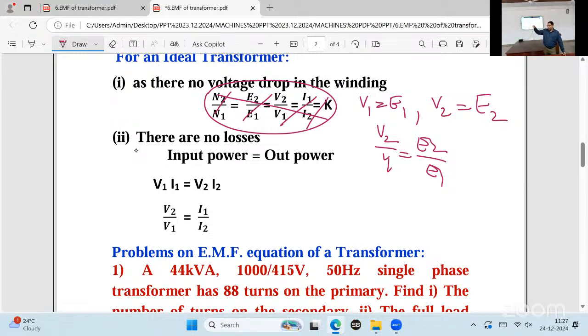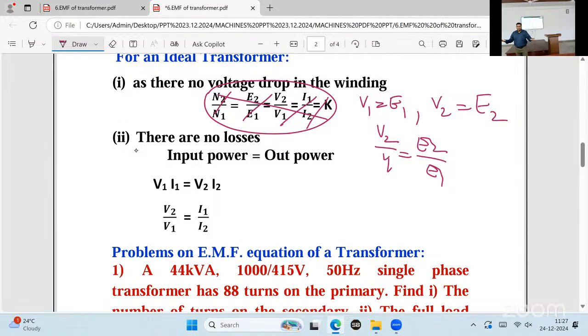It is an ideal transformer, a perfect transformer. We don't have any losses. Therefore, V1 is equal to E1, V2 is equal to E2. Input power is equal to output power when we make this assumption of no power losses. What is input power? V1 I1 is equal to output power V2 I2.